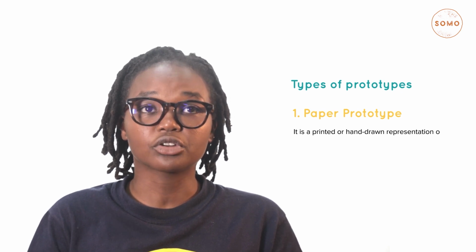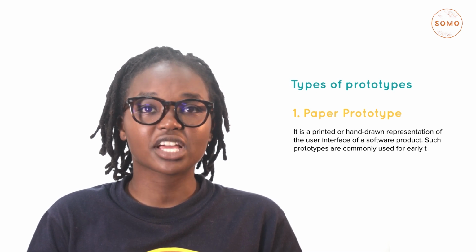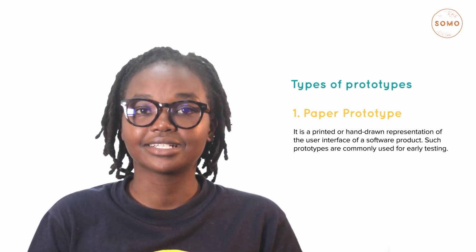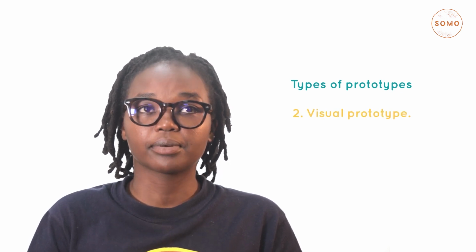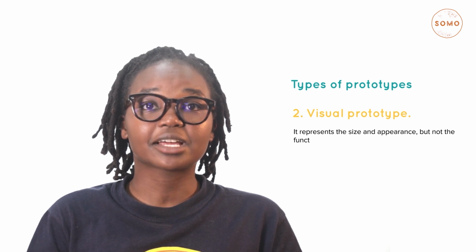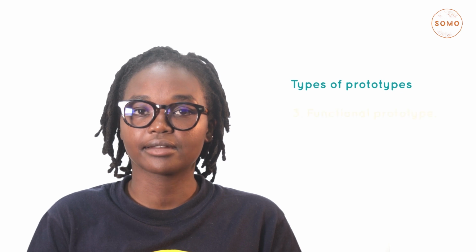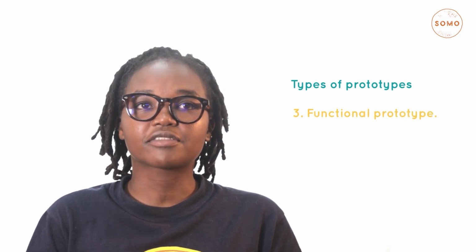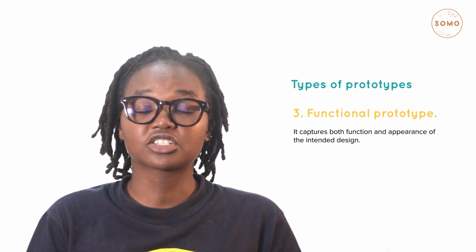Types of prototypes. 1. Paper prototype. It is a printed or hand-drawn representation of the user interface of a software product. Such prototypes are commonly used for early testing. 2. Visual prototype. It represents the size and appearance, but not the functionality of the intended design. The third type is a functional prototype. It captures both function and appearance of the intended design.